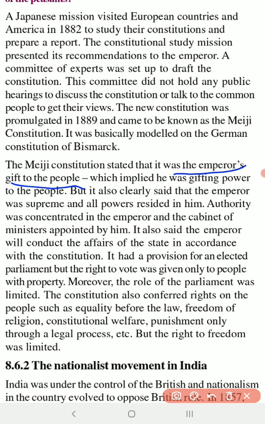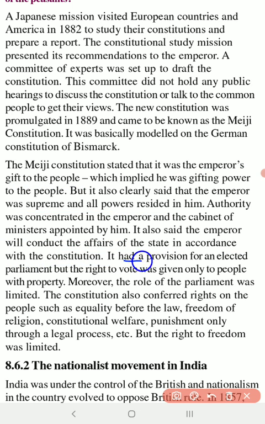So democracy is a gift of the emperor to the people. But it is clearly said that the emperor was supreme and all powerful. All powers resided in him. Authority was concentrated in the emperor and the cabinet of ministers appointed by him. It is also said that the emperor will conduct the affairs of the state in accordance with the constitution. So the emperor has to uphold the constitution. That is very, very important here.